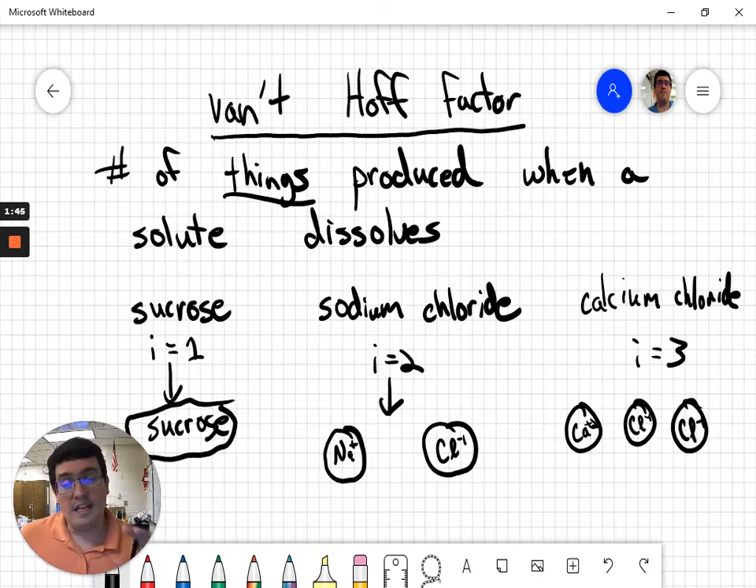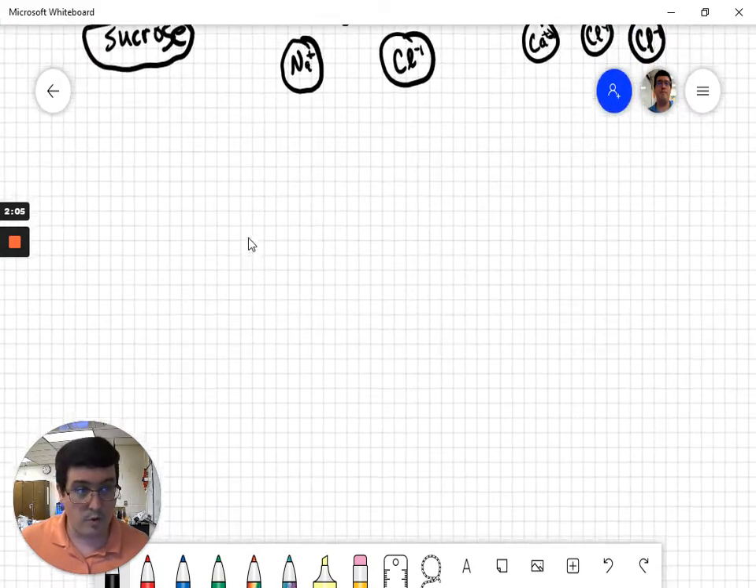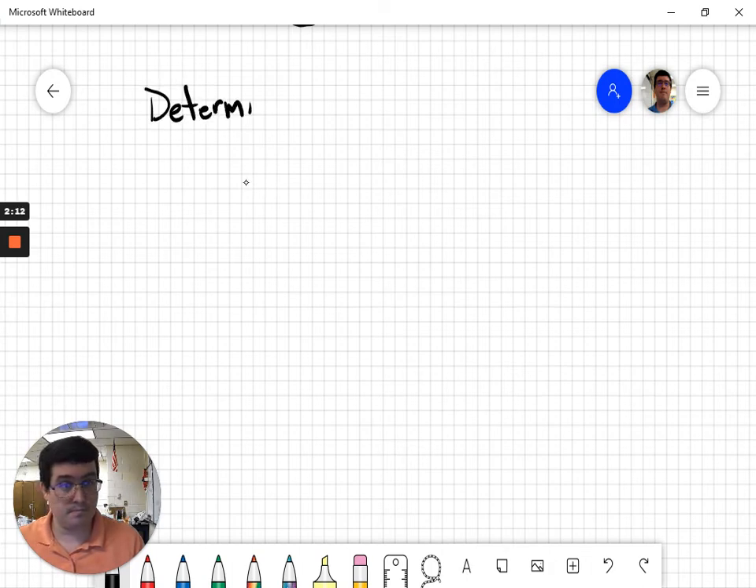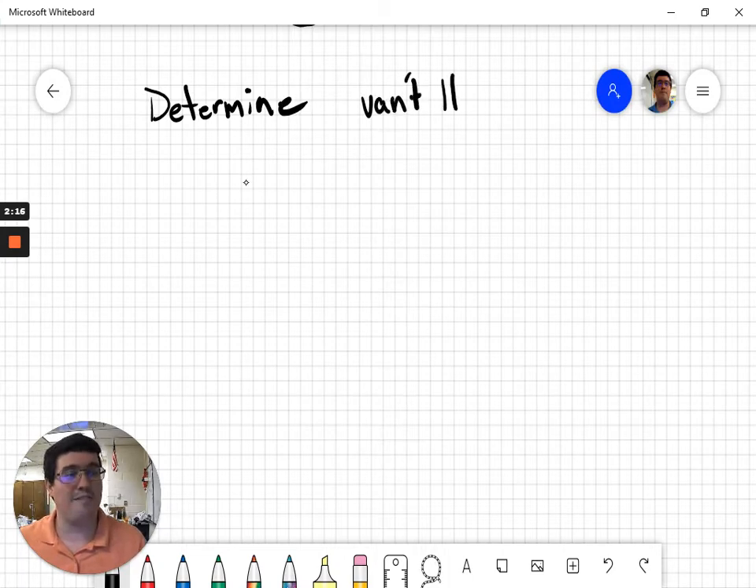So it is important for us to be able to do these colligative properties problems, these freezing point depressions or boiling point elevations. We need to be able to look at something and tell what its van 't Hoff factor is going to be, whether it's going to dissociate into multiple things or just all stay together as one thing. So that's what we're going to show right now, is how to determine the van 't Hoff factor.